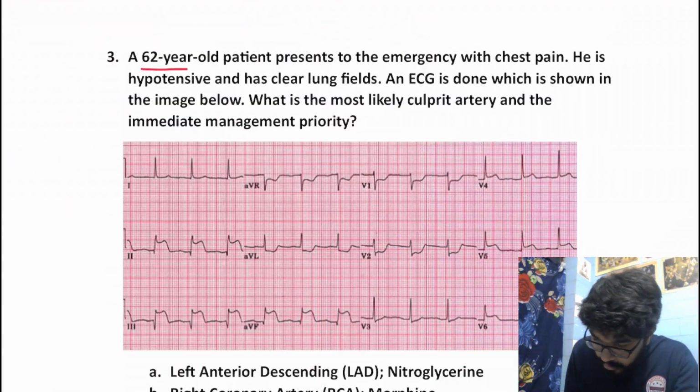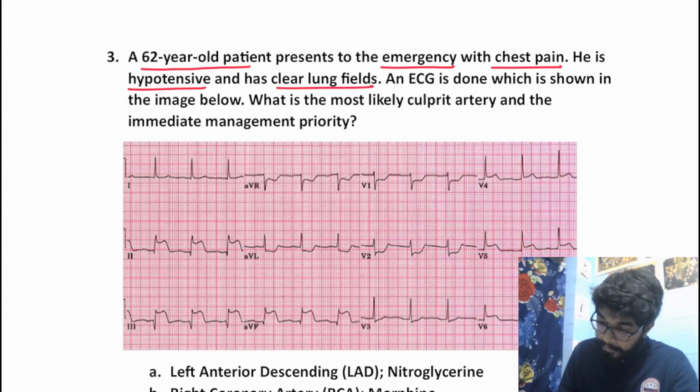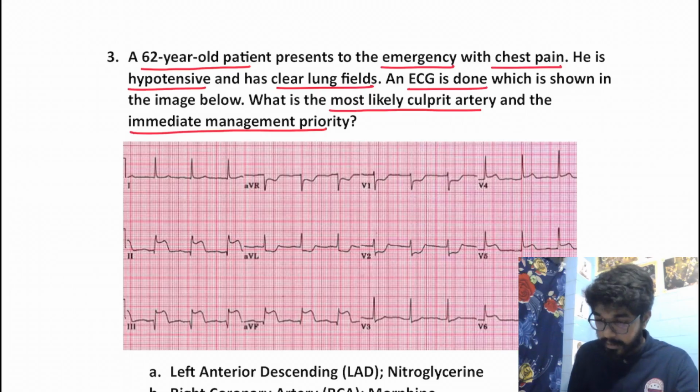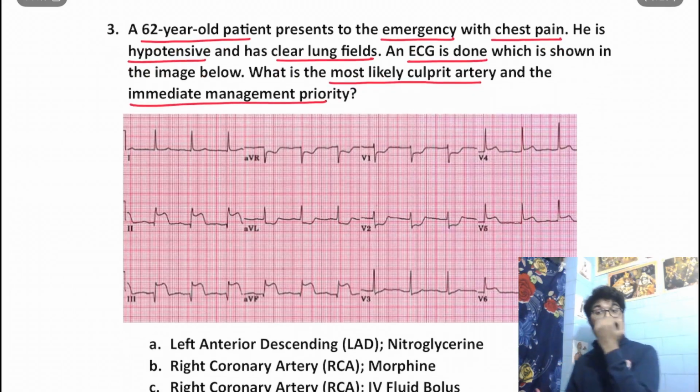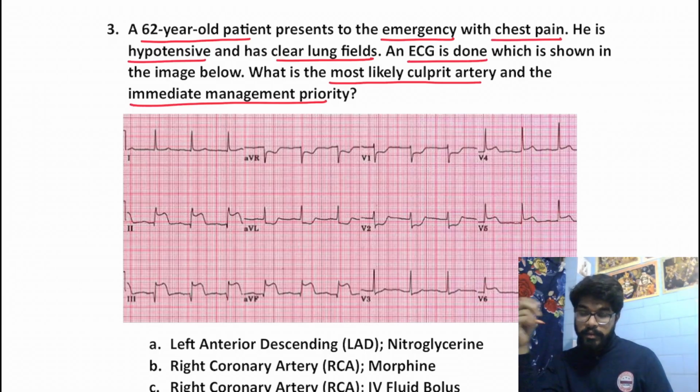Now, a 62-year-old patient presents to the emergency with chest pain. He is hypotensive and has clear lung fields. An ECG is done, which is shown in the image below. What is the most likely culprit artery and the immediate management priority? So, we have an ECG over here. From the ECG, we need to find which artery is involved, right?